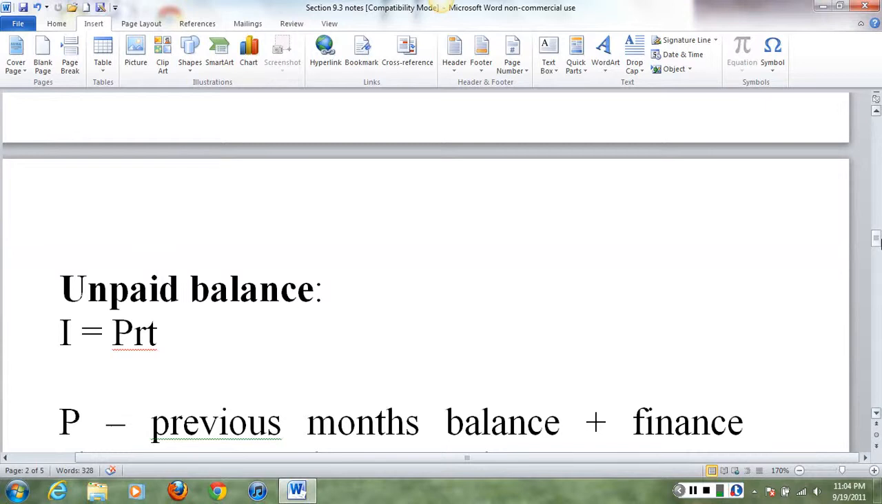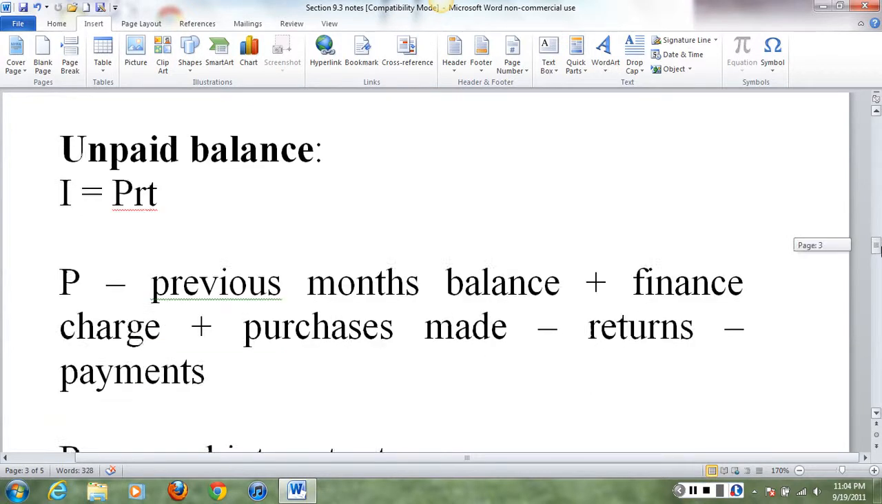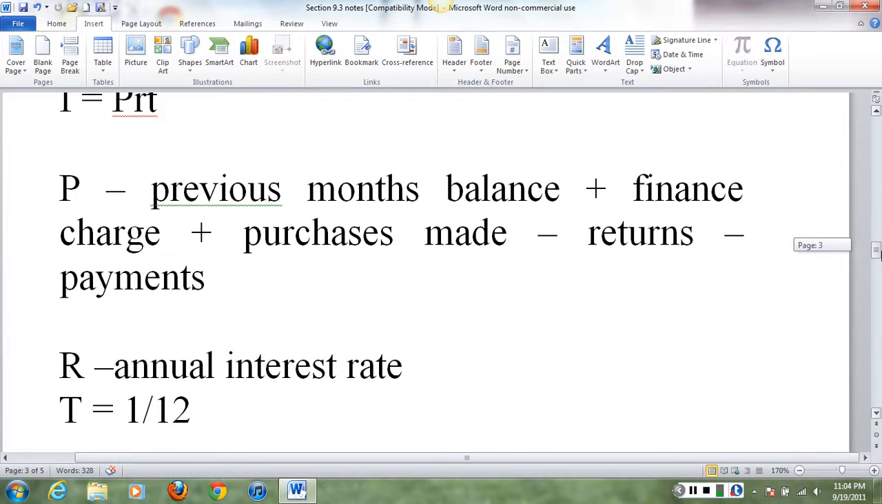The unpaid balance method, we use the same formula, I equals PRT, and we say P is the previous month balance plus the finance charge plus any purchases made minus the returns minus any payments. So really you're just considering all of what you owe. Where R is our annual interest rate, and T now is 1/12, because we're considering one month's balance.